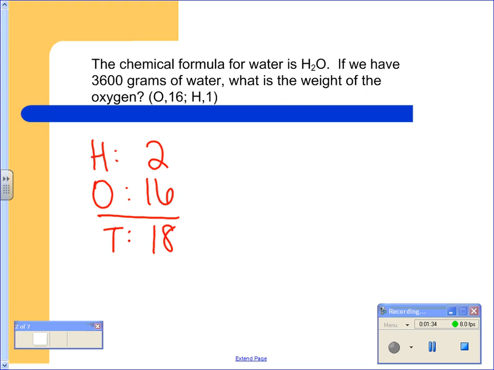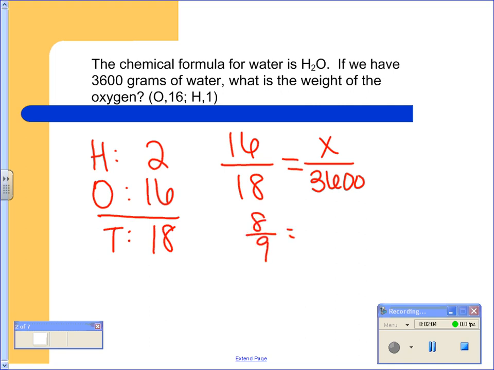It says, what is the weight of the oxygen? Well, what is our weight of 1 oxygen? We only have 1 of them. 16 out of the 18 are oxygen, right? They tell us that the total is 3,600. But how much of that is going to be oxygen? Does that make sense? Yeah, this reduces to 8 over 9.